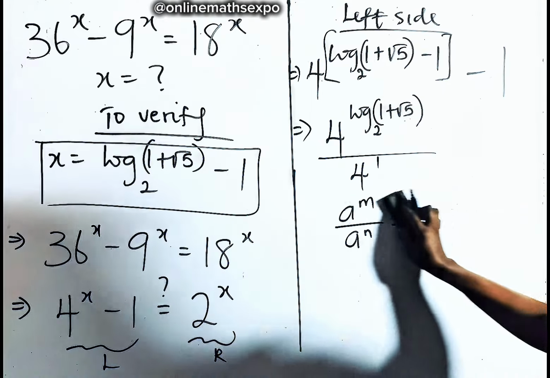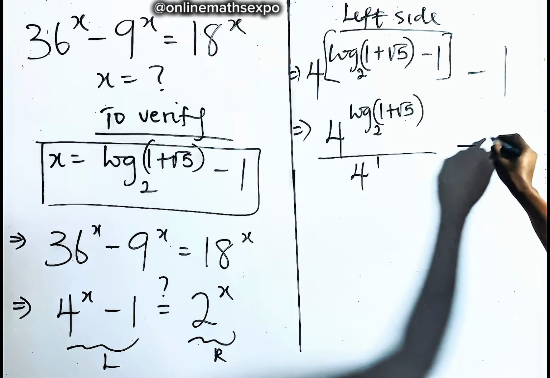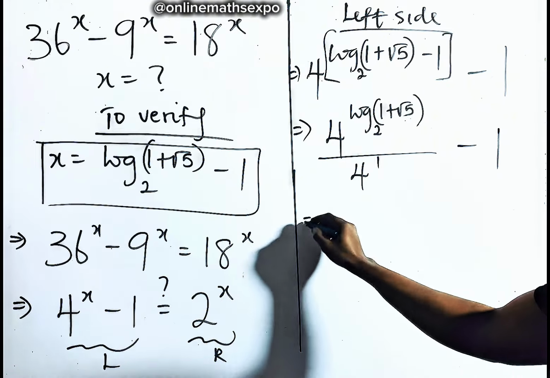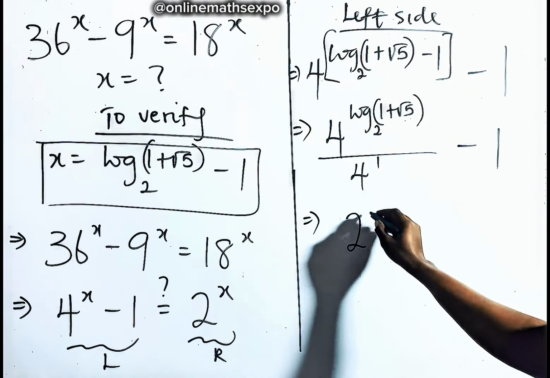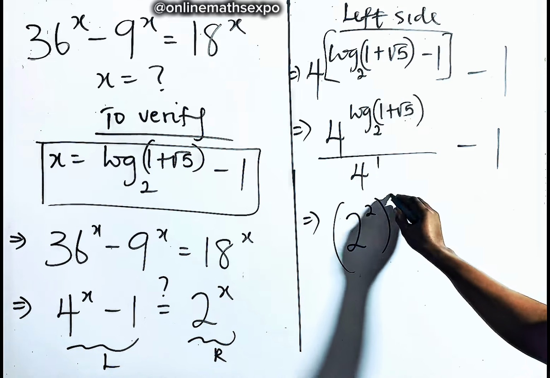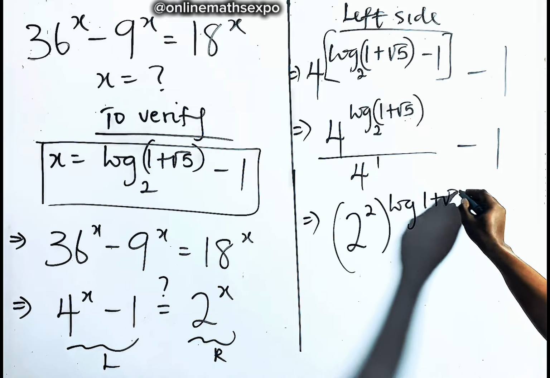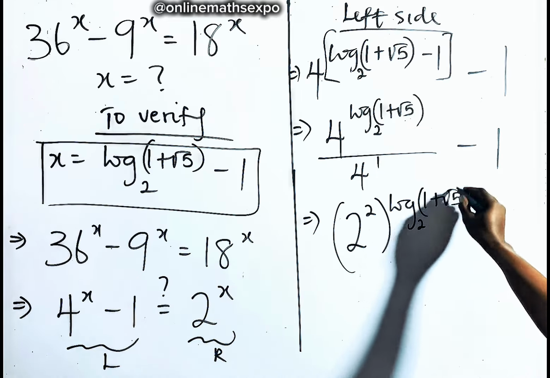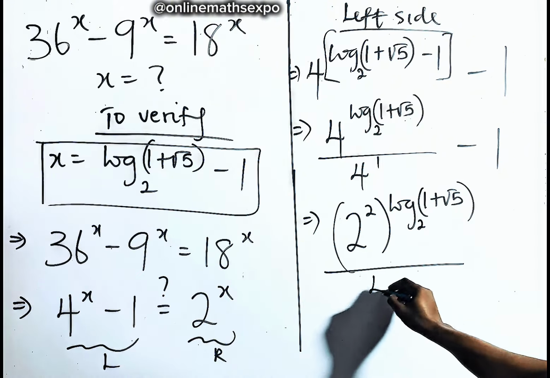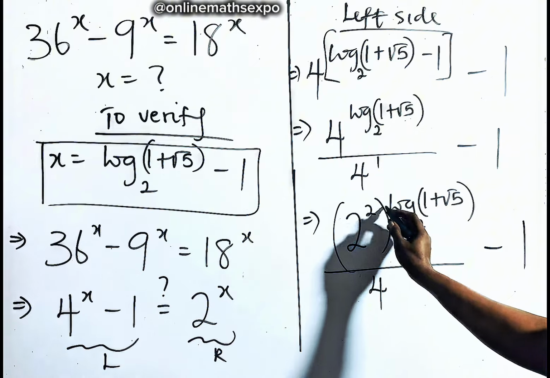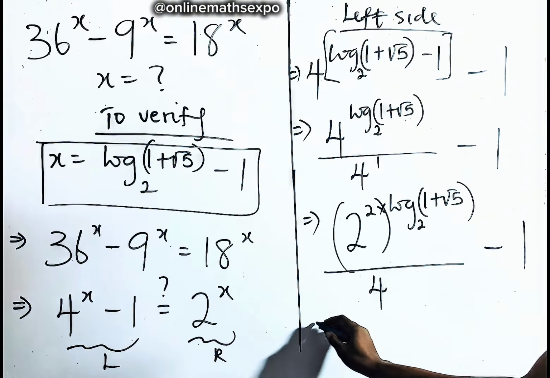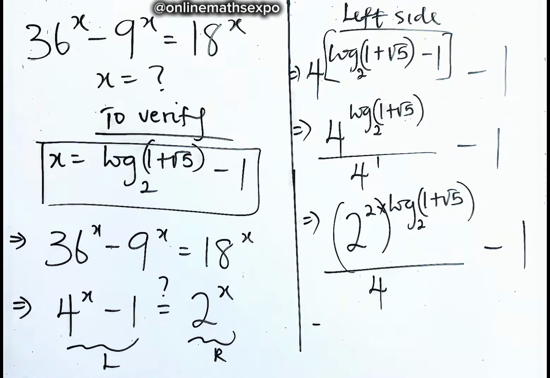What do you do next? Now remember, you have minus 1. So what do you do? This gives us 4, and this 4 can be written as 2 to the power of 2 log 1 plus root 5 base 2, divided by 4 to the power of 1 which is 4, then minus 1. What do you do next? These two multiply. So we are having, let's move it to this part to have.